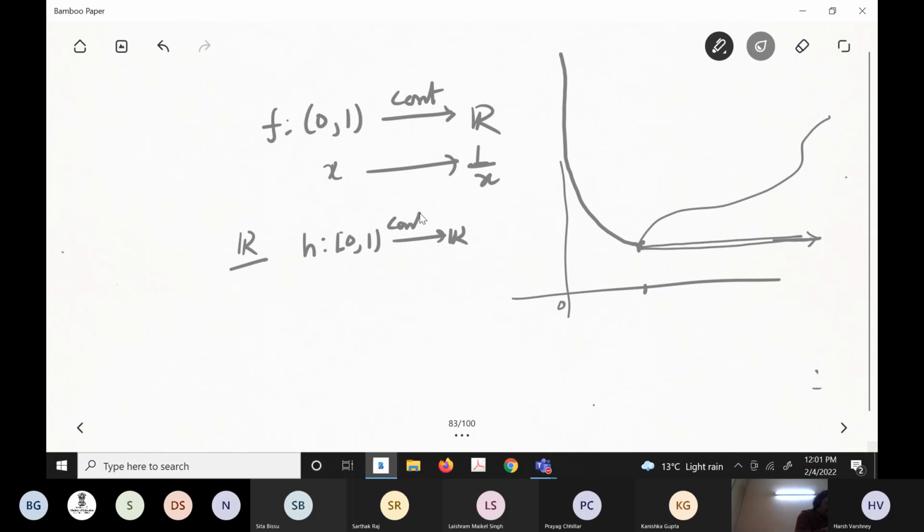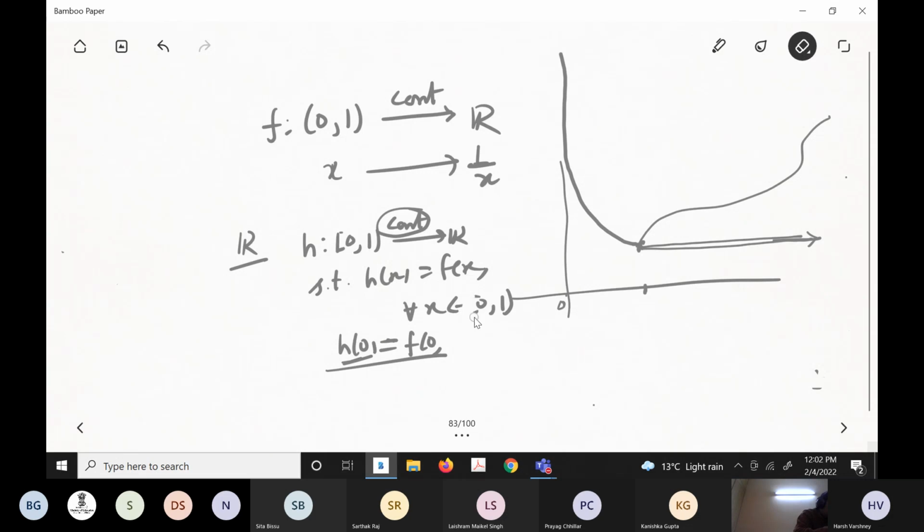I can take h equal to something at 0, but continuous, such that h(x) is equal to f(x) for all x belonging to this set. Particularly this thing I won't have. I can define h(0), but I want to define a continuous h such that h(0) equals f(0). So 0 is not defined in the domain, that's the problem. You can say the problem is that it was not closed already.